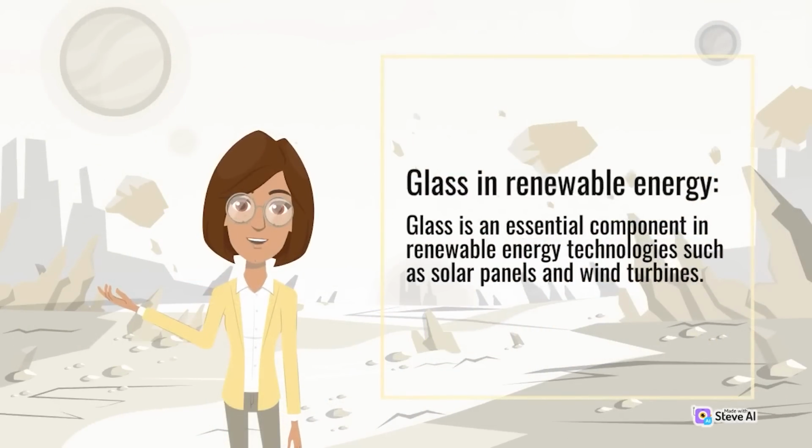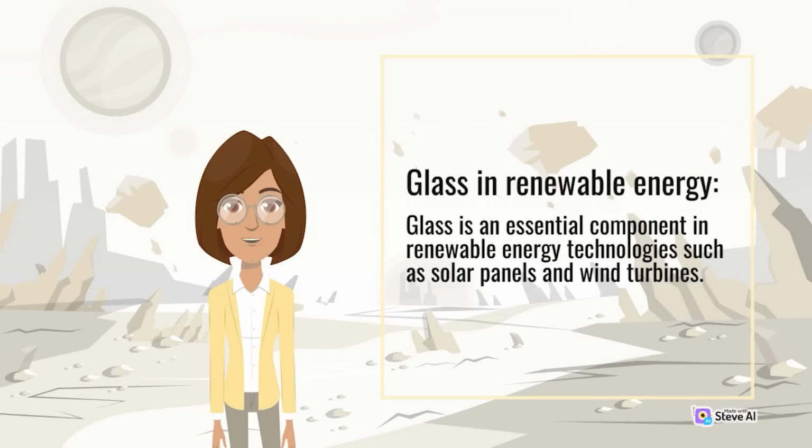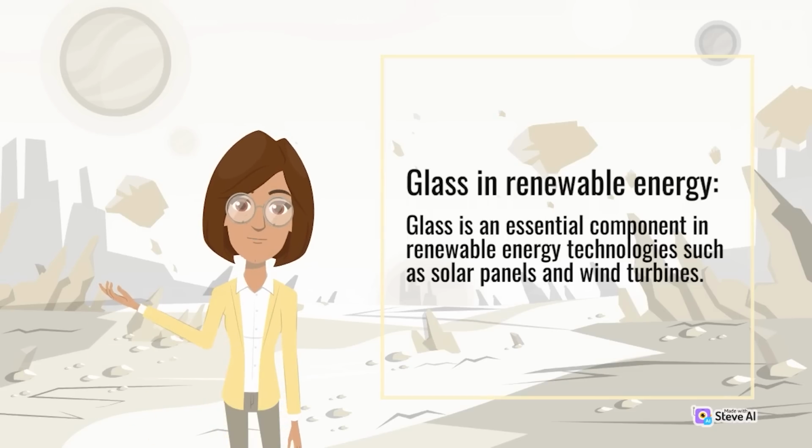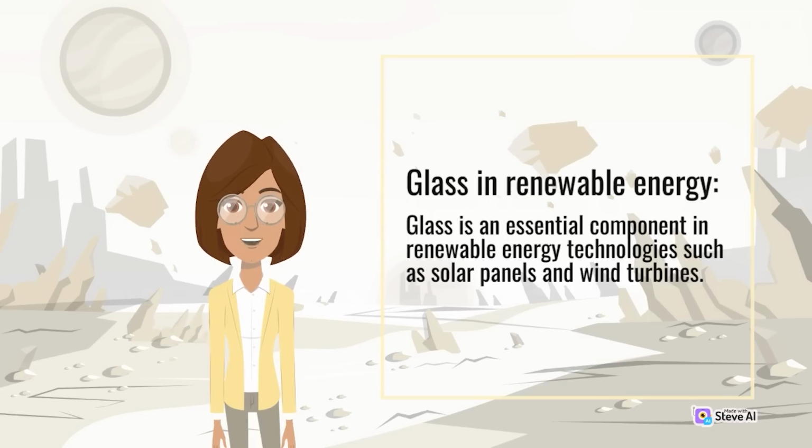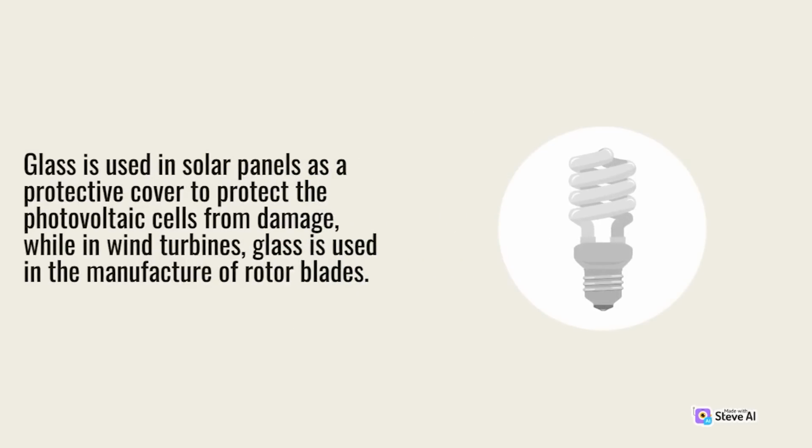Glass and renewable energy. Glass is an essential component in renewable energy technologies such as solar panels and wind turbines. Glass is used in solar panels as a protective cover to protect the photovoltaic cells from damage, while in wind turbines, glass is used in the manufacture of rotor blades.